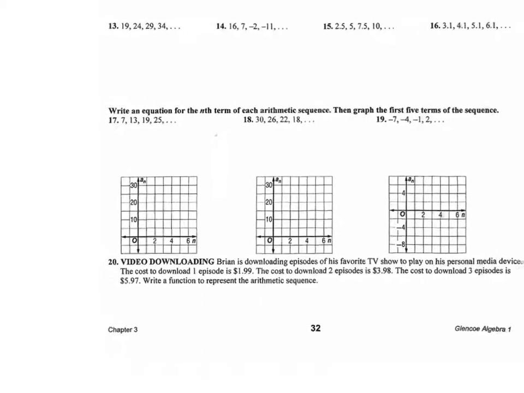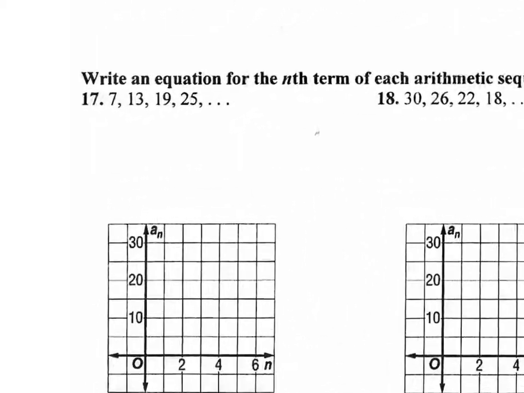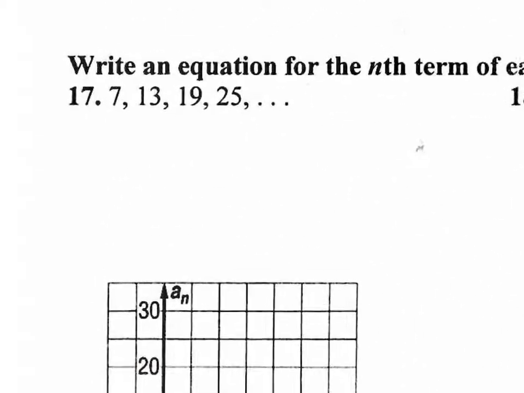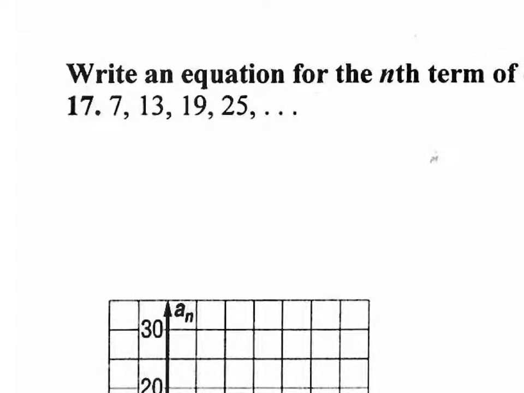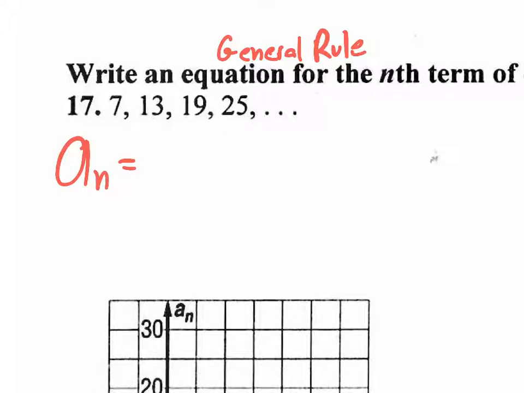Now, down here, it says write an equation for the nth term. So right here is where you need your general rule. The general rule is a sub n equals a sub 1 plus parenthesis n minus 1 times your common difference d. Okay? So let's write down a general rule.